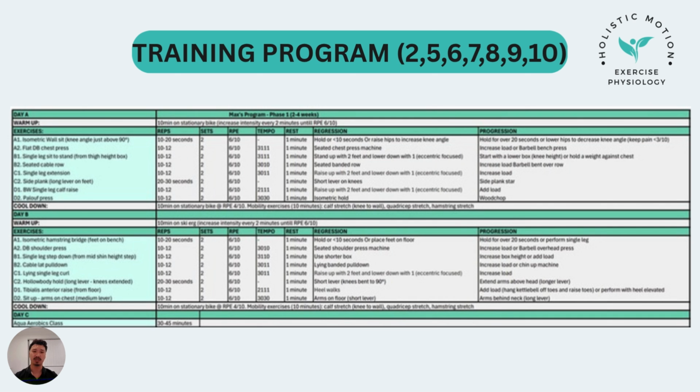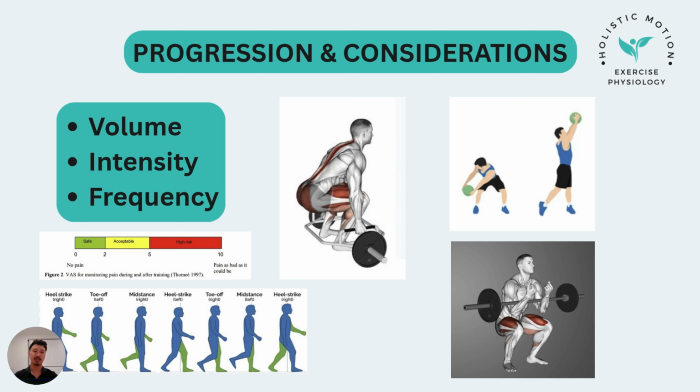Progressions and regressions for the exercises in this phase are based around increasing or decreasing duration, joint angle to manage knee pain, joint stability with the use of resistance training machines, intensity by altering workloads or lever lengths, and static to dynamic movements.